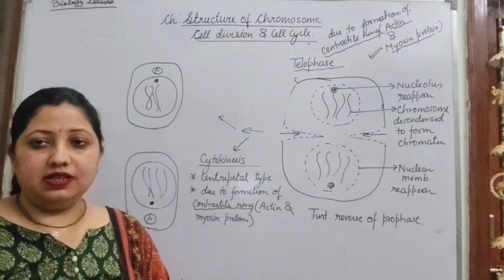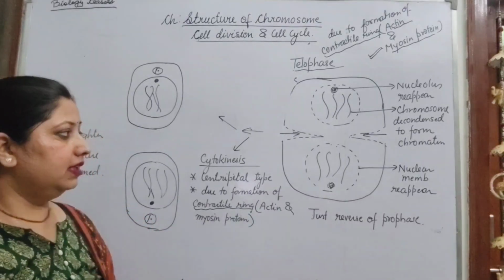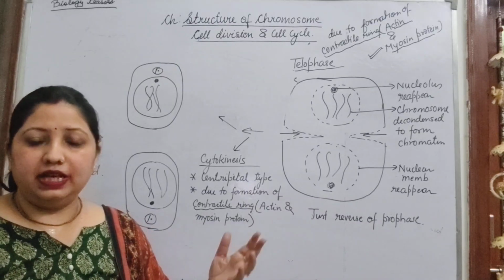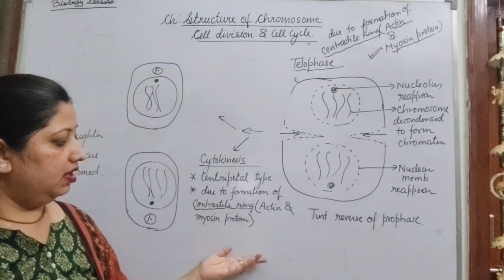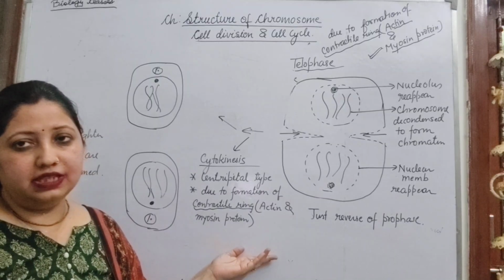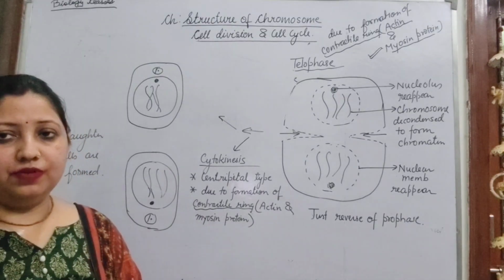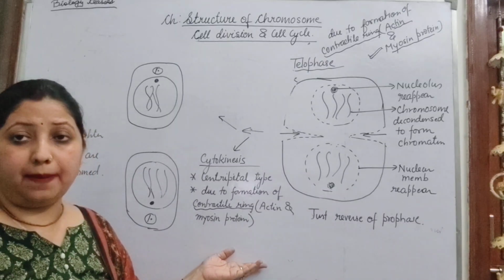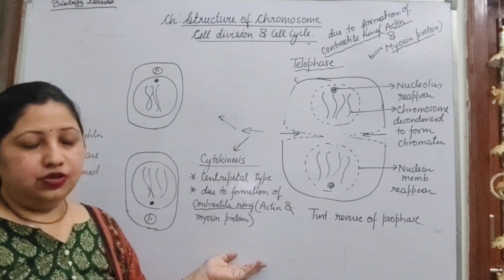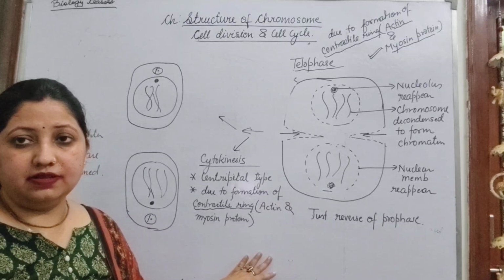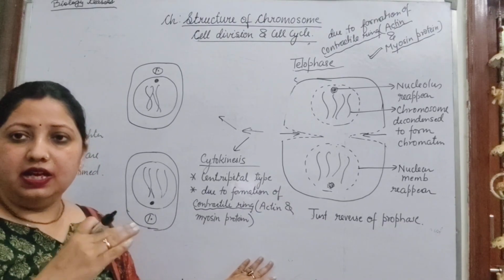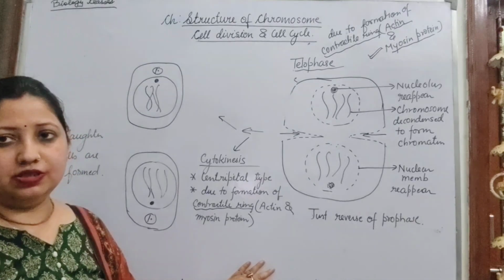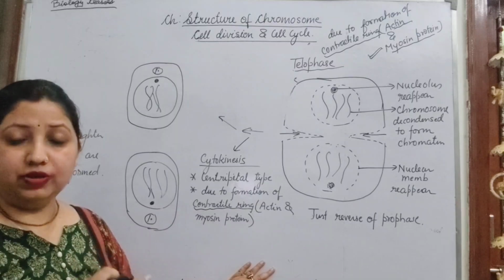Okay, so this is the cell division and cell cycle, and in the next class we will discuss the C value, that is the DNA content inside the nucleus, and the number of chromosomes. So what kind of changes take place in the nucleus, that is in the chromosomal number, and also the DNA content. In the S phase of the interphase, DNA replication takes place. So DNA content will be double.